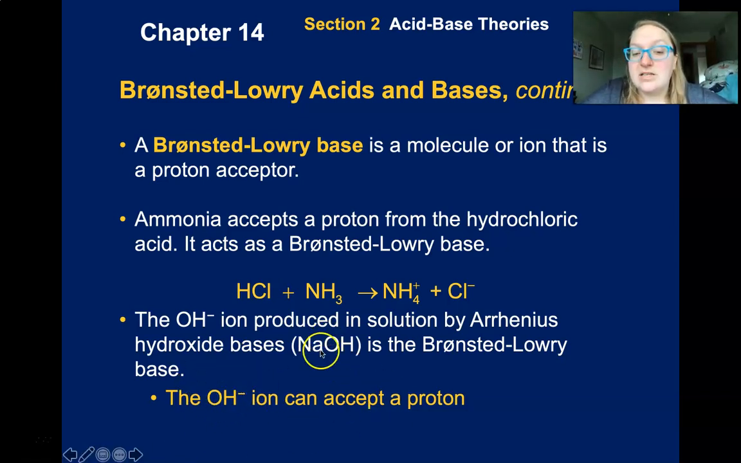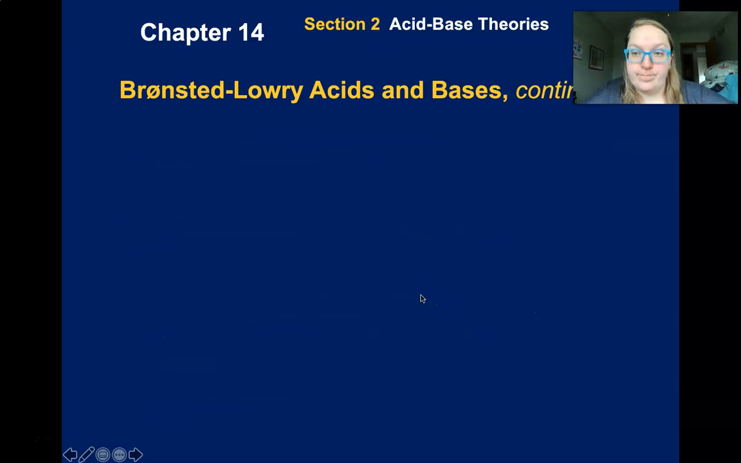Anytime you see an OH minus in a species of any kind, you can define that as a Bronsted-Lowry base. Additionally, you define any species as a base in this particular definition if it can accept a proton and become positively charged.